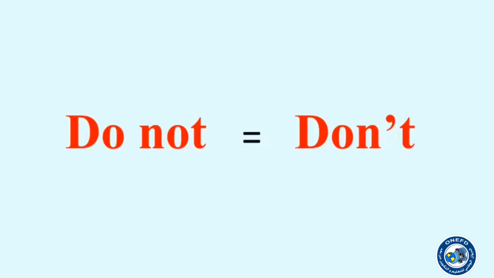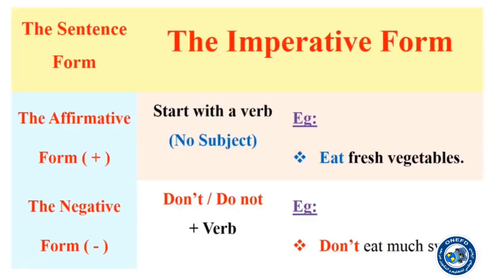We can say, do not eat too much sweets, or we can say, don't eat too much sweets. So do not is equal to don't. So now, dear pupils, let's see the imperative form with its two forms, the affirmative form and the negative form. When I say the affirmative form, I mean the positive form.